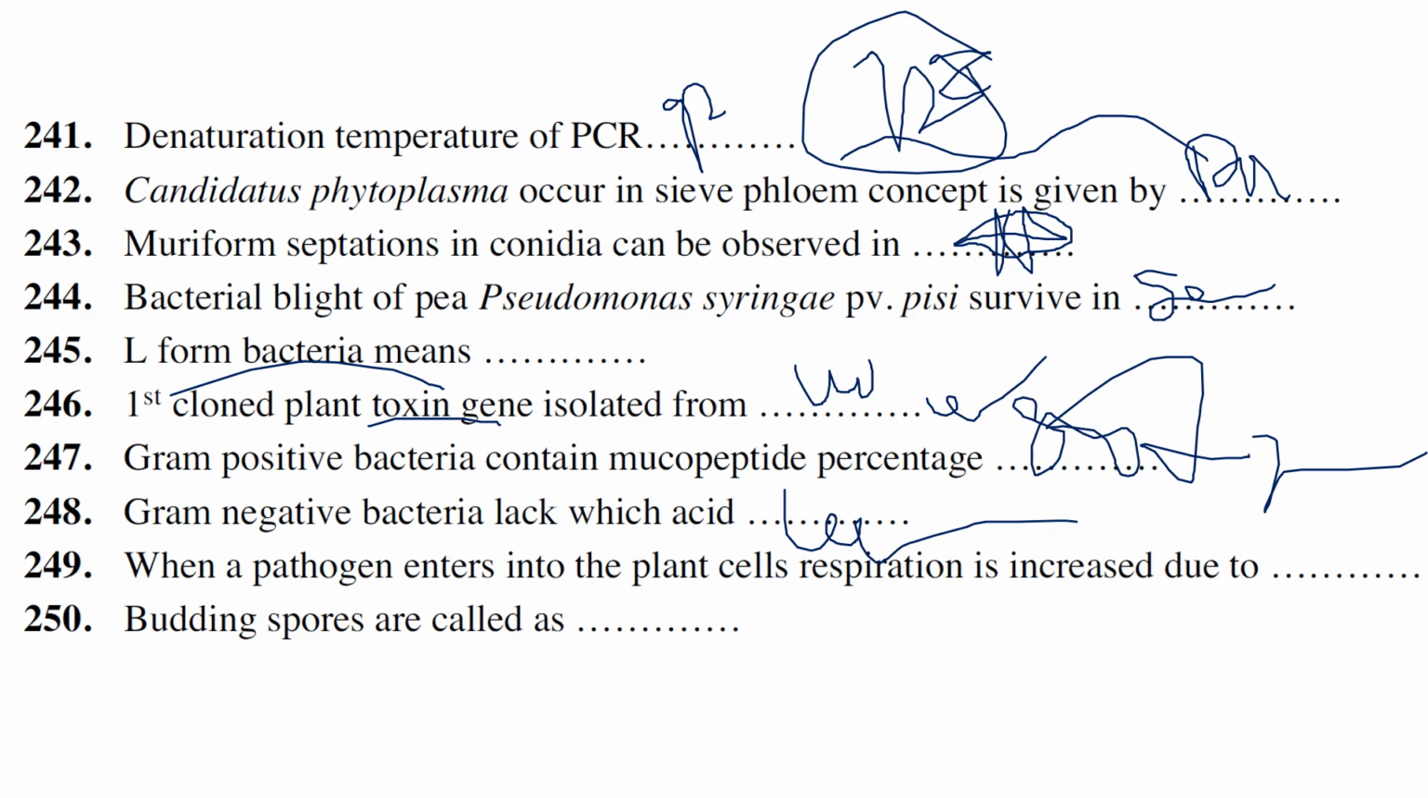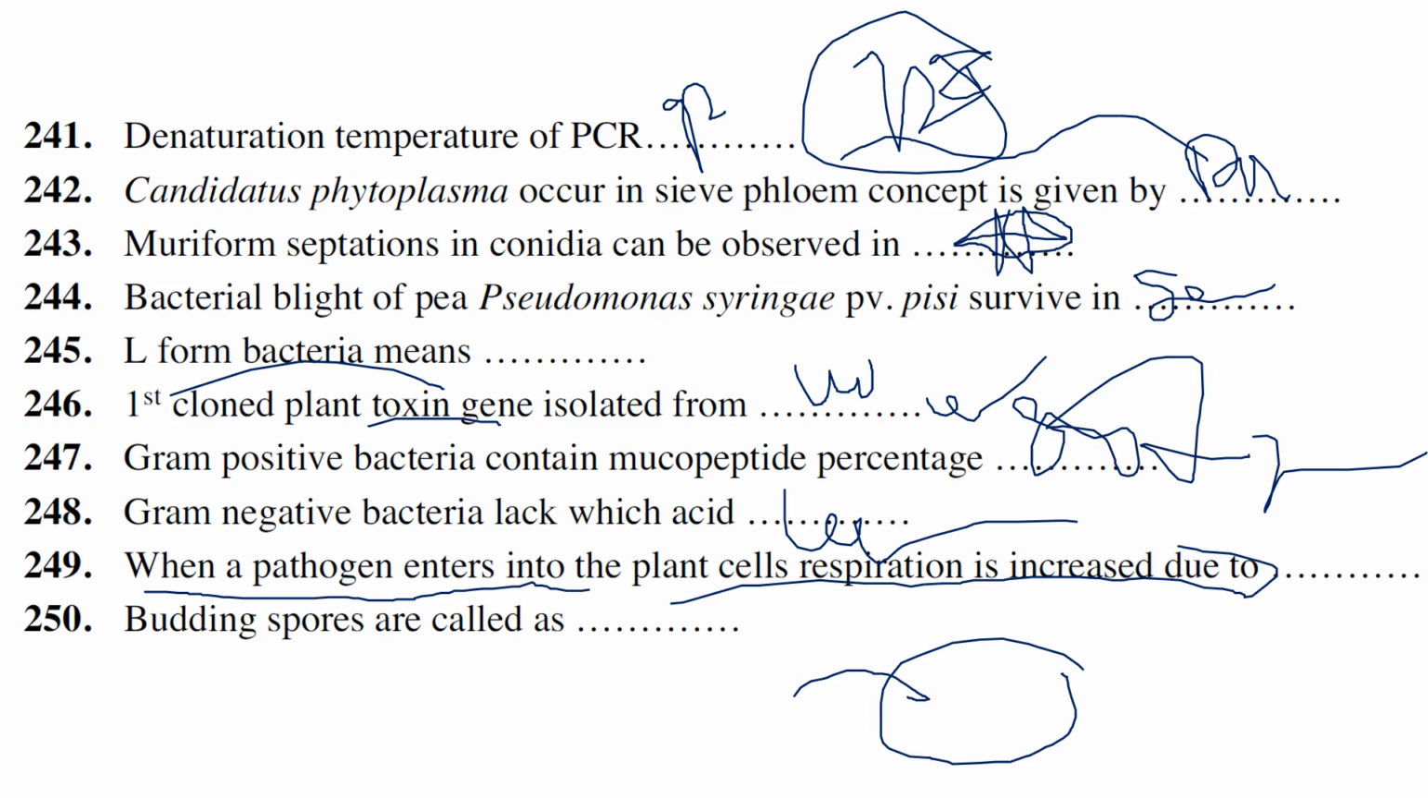When a pathogen enters into the plant cells, respiration increases due to which? So for example, imagine one plant pathogen is entering the plant cells. The plant cell's respiration generally increases due to binding and unbinding of oxidative phosphorylation. Due to this process, respiration automatically increases in the plant cells.